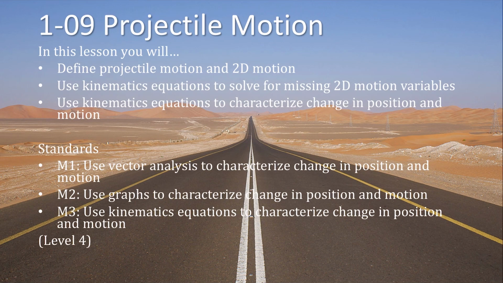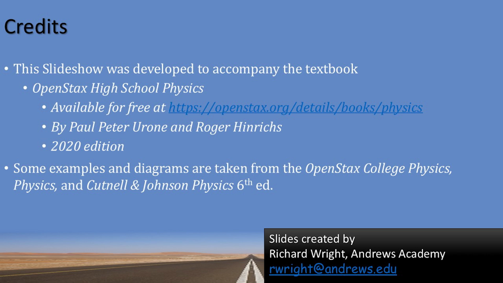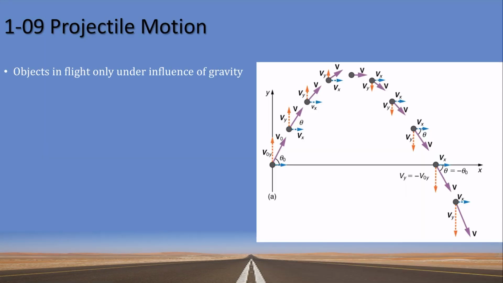Lesson 1-9, Projectile Motion. Projectile motion occurs when an object is in flight only under the influence of gravity.